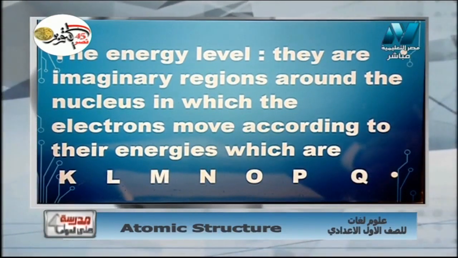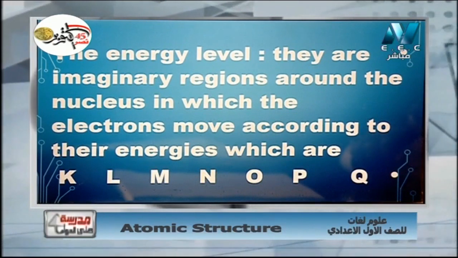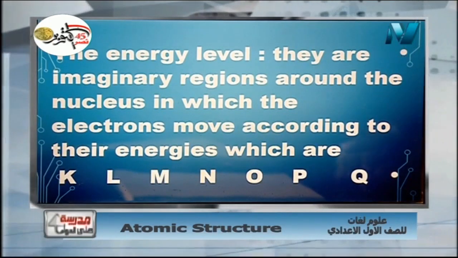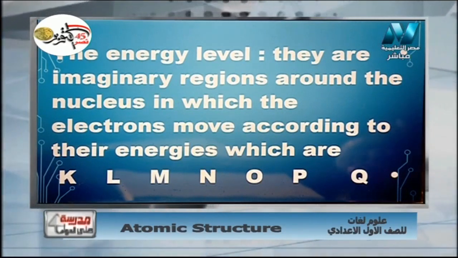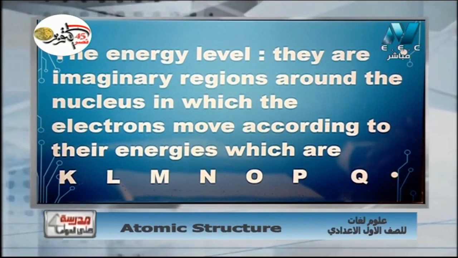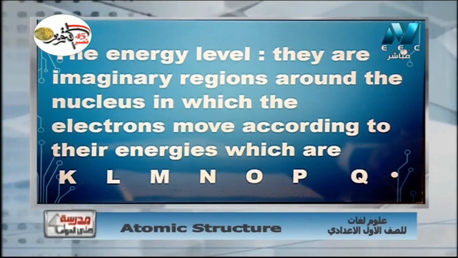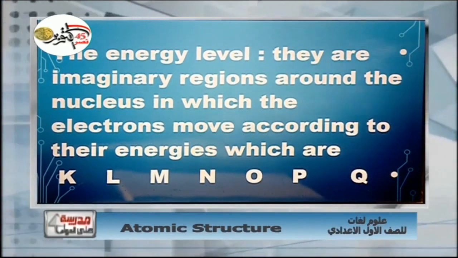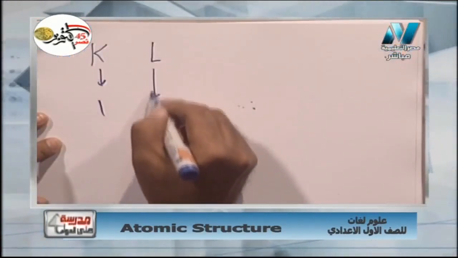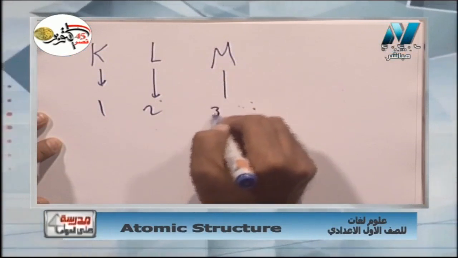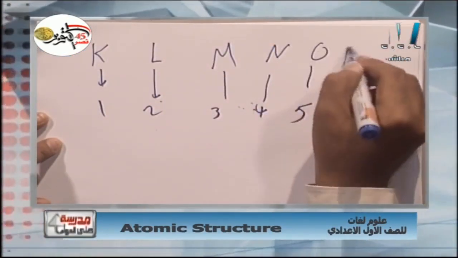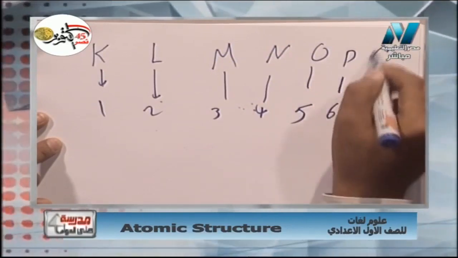And the energy levels are K, number 1, L, number 2, M, energy level number 3, N, number 4, O, number 5, P, number 6, Q, number 7. Look at me, my dear students. K is number 1, L, M, N, O, P, Q.